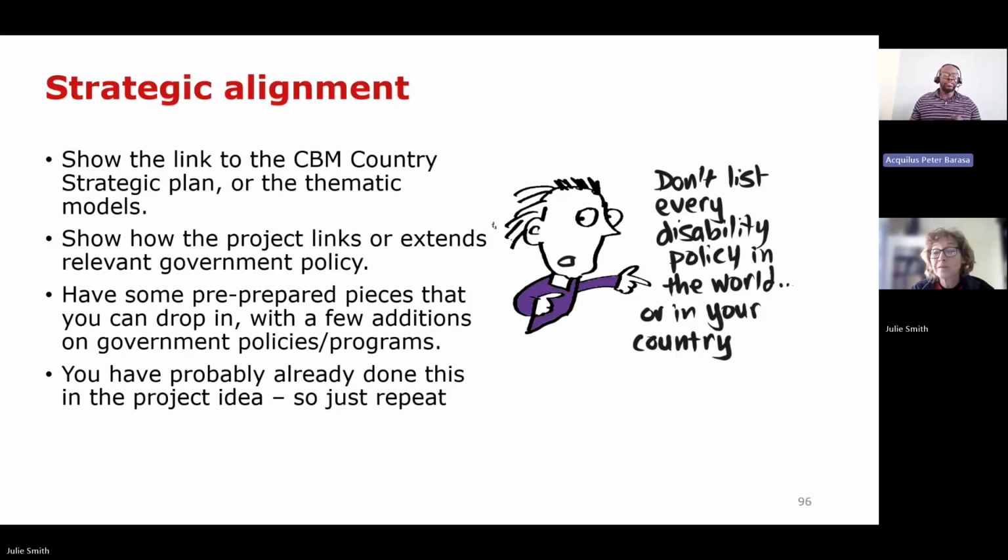Strategic alignment section. This is about how it aligns with the country's strategic plan or certain models. You might have already put this in your project idea, so just cut and paste that in. Show how your project might link to or extend certain government policies or approaches, or how it might build on other things, or how it's aligned with other things that are happening.